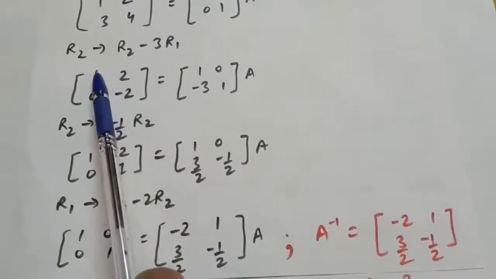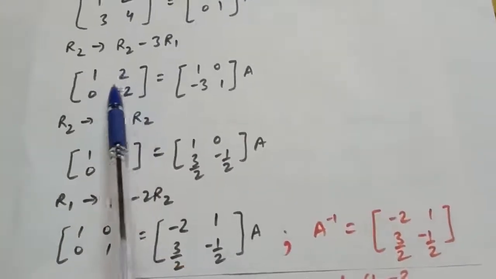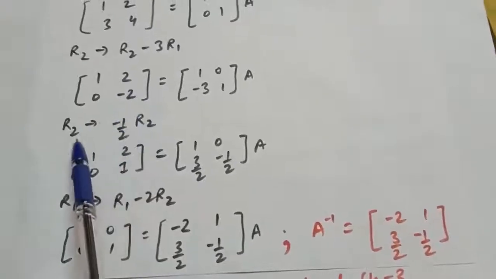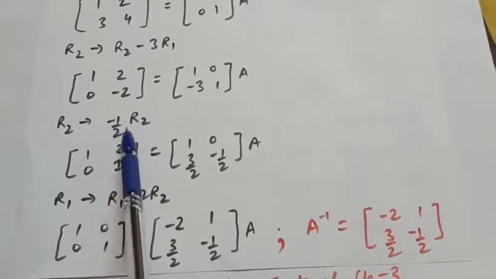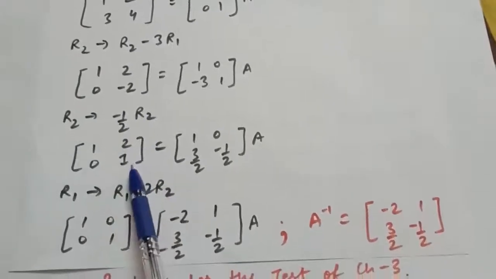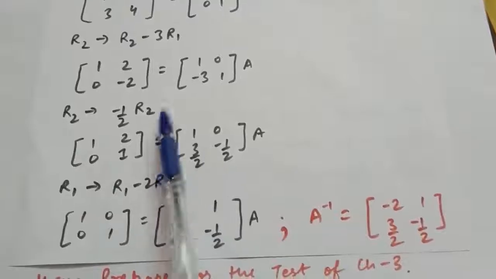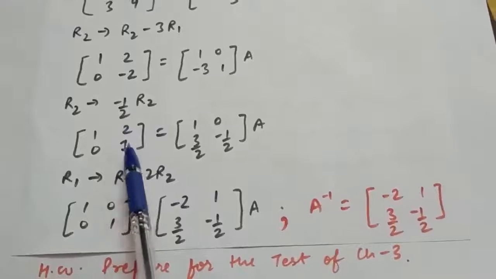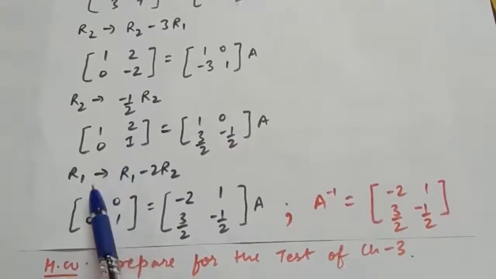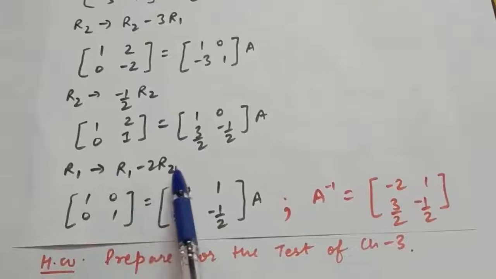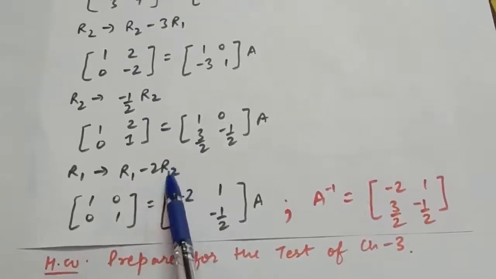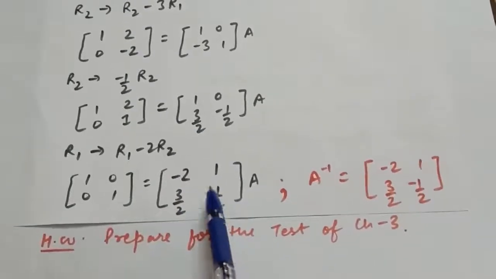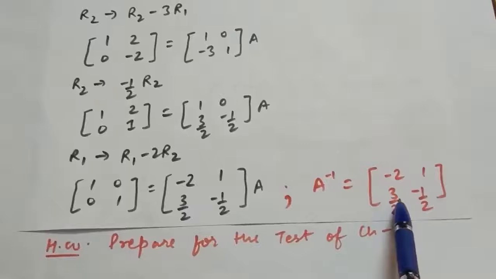Now when first column is done, move to the second column, make the diagonal element 1. So to make this 1, row 2 changes to 1 by 2 times of row 2. So you will get this matrix. Similarly apply the same operation on this matrix. Now make this 2 as 0 using this 1. So row 1 changes to row 1 minus 2 times of row 2. Apply this operation on both the matrices and you will get this matrix, and the resulting matrix will be your A inverse.